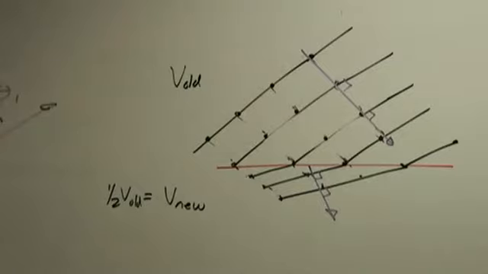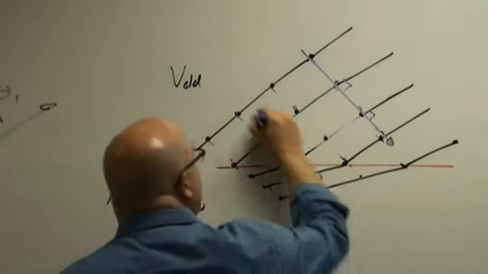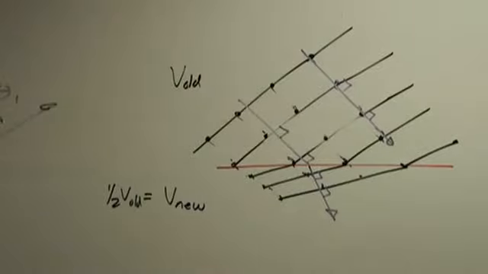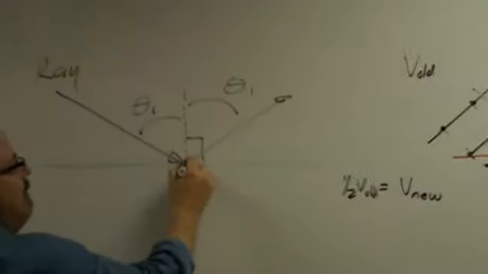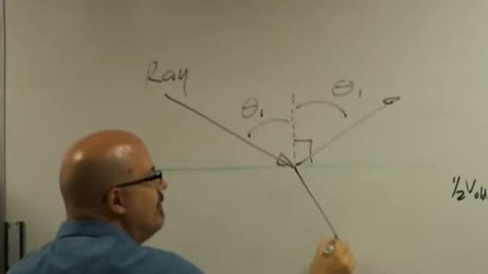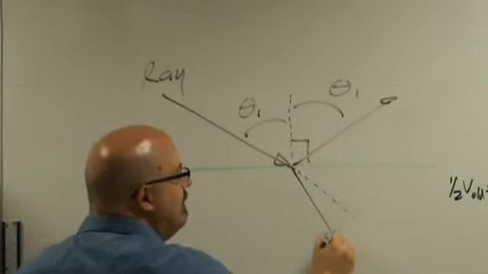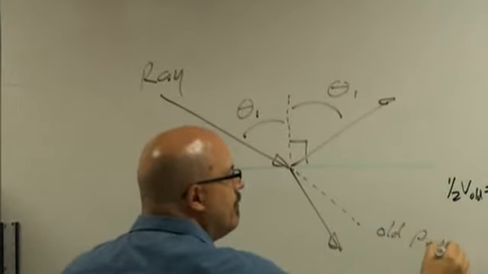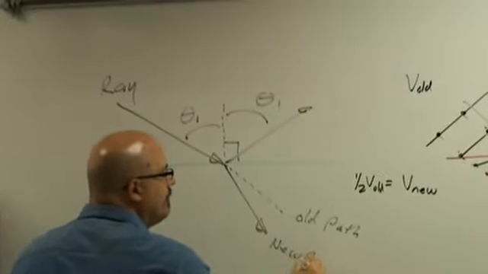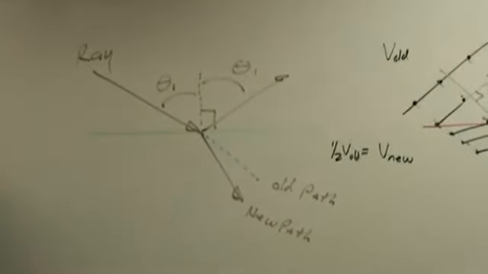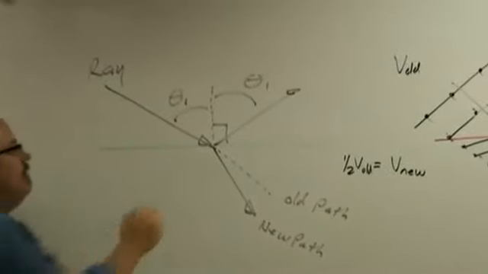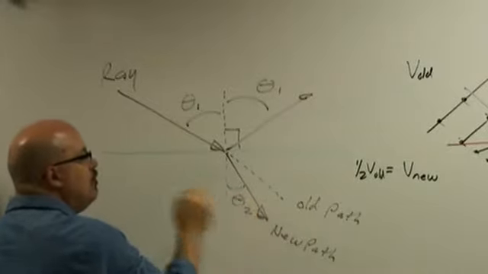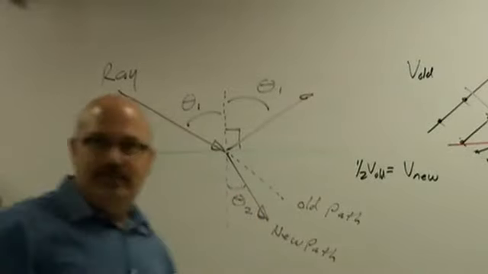All right? Now, if we look at this, this was going this direction. Now I'm going to redraw it over here. It was going this direction, but now it's changed to this direction. Instead of going straight, the original path, here's our new path. Okay? So we have a new angle to measure with our normal right there, theta 2. Got it?